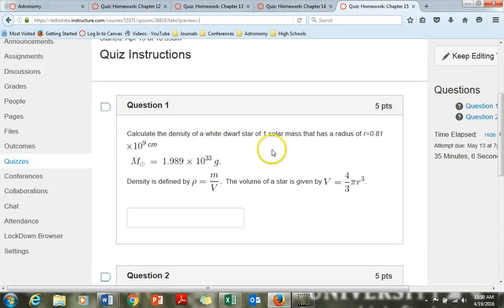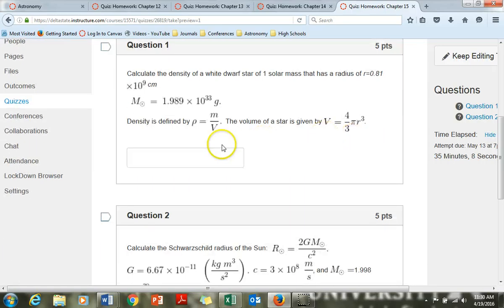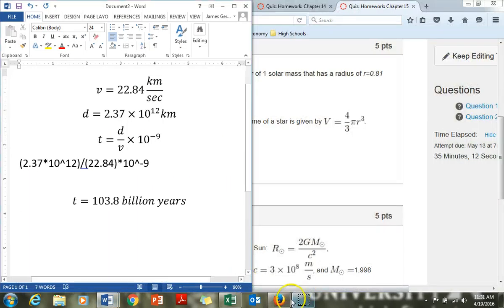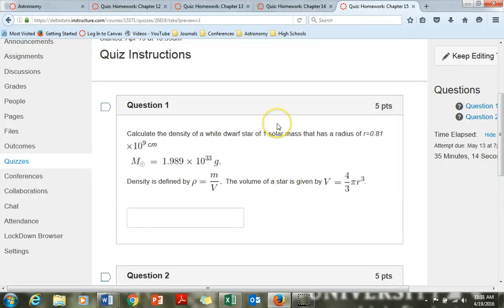Chapter 15. This looks like it's working. All right, so in chapter 15, first problem, right?